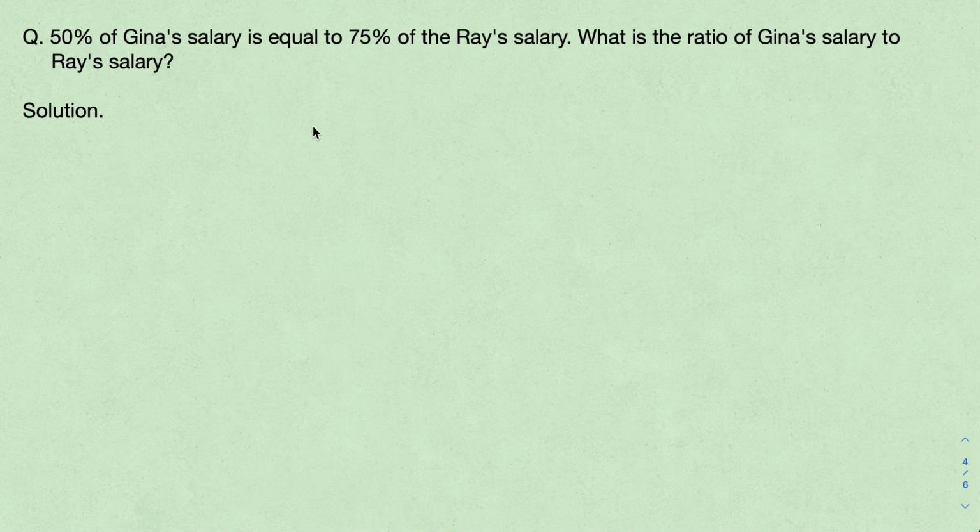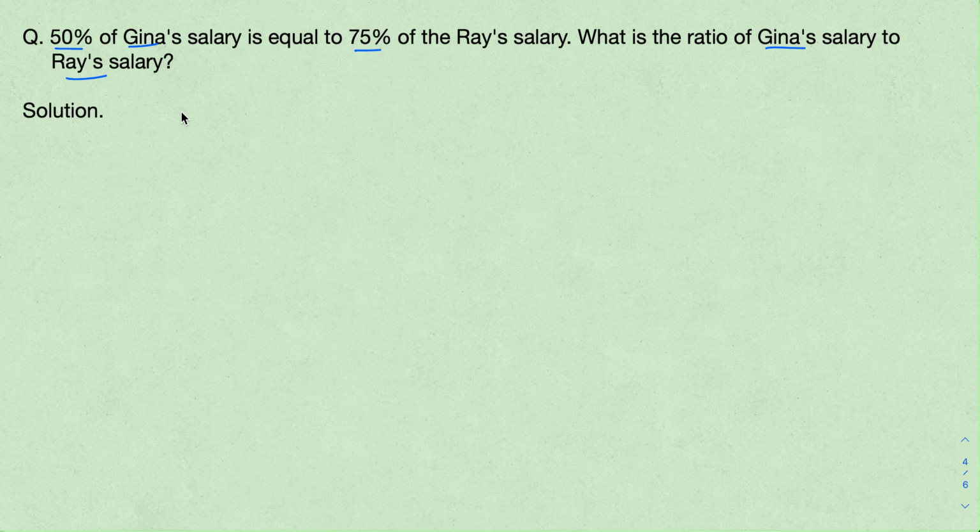So let's do another interesting word problem on percentage. Let's read the question first. 50% of Gina's salary is equal to 75% of Ray's salary. What is the ratio of Gina's salary to Ray's salary? Okay, so we have very few information here. We just know that 50% of Gina's salary is equal to 75% of Ray's salary, and we have to find the ratio of Gina's salary to Ray's salary.